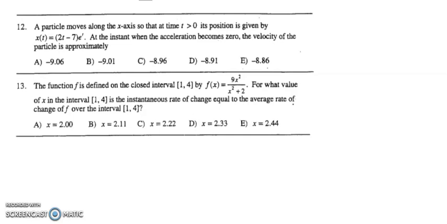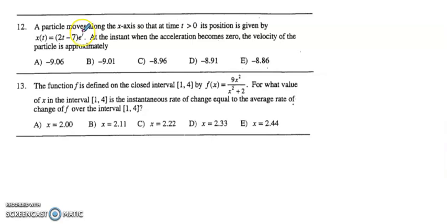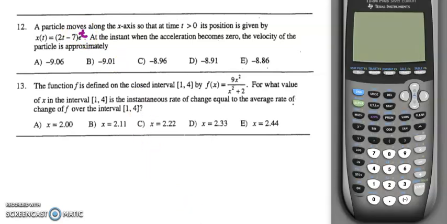Alrighty, now we have two calculator problems that actually need the calculator. So the first one says, this is the position function, 2t minus 7, and then times e to the t, and that's hard to see, but that is a t right there. And they want to know at the instant when acceleration is 0, what is the velocity of the particle.